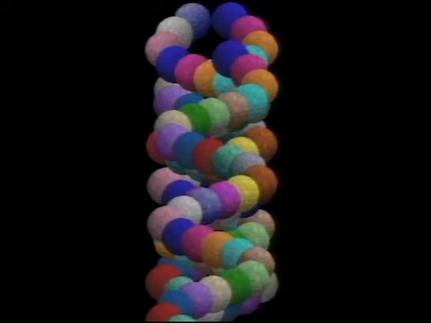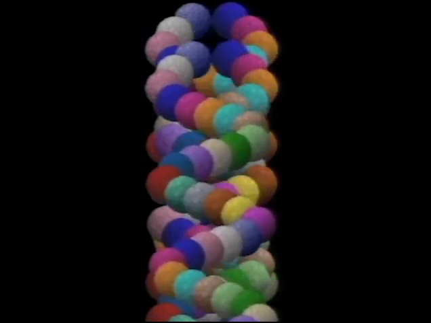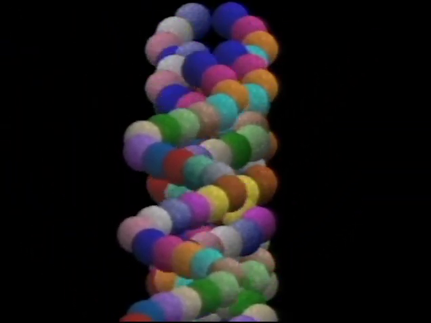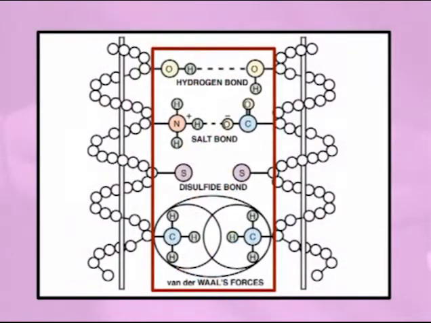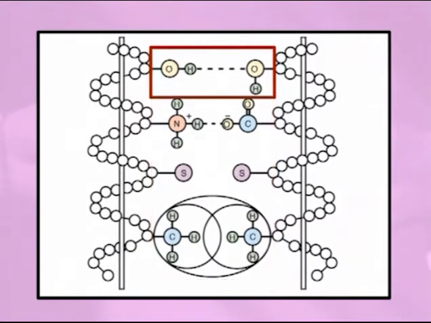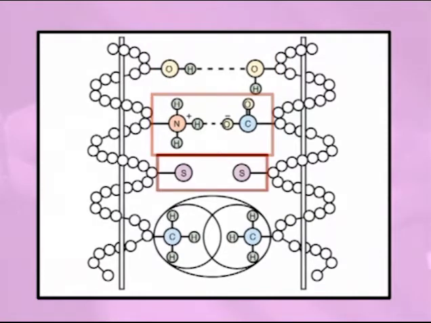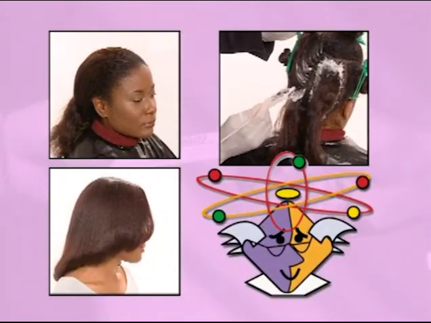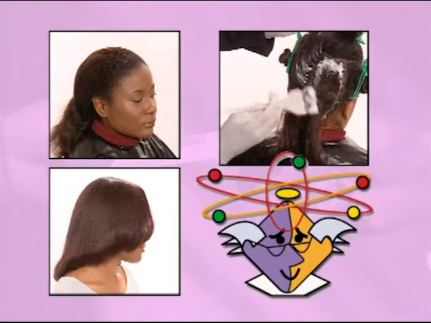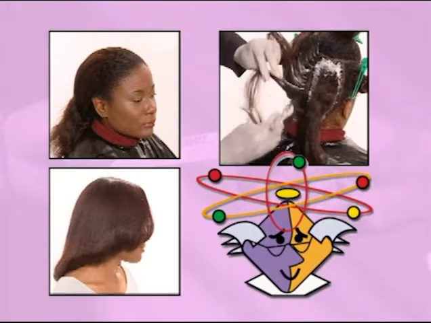Next, let's take a real close-up look at the keratin protein of hair. Notice it has a spiraling configuration. These spiraling chains can be linked and held together by 4 side bonds. Each bond has its own characteristics and serves a different purpose in building hair. The bonds are the hydrogen bond, the salt bond, the disulfide bond, and van der Waals forces. The use of chemicals in hair affects all these bonds. That's why it's important for you to understand how the 4 side bonds work.